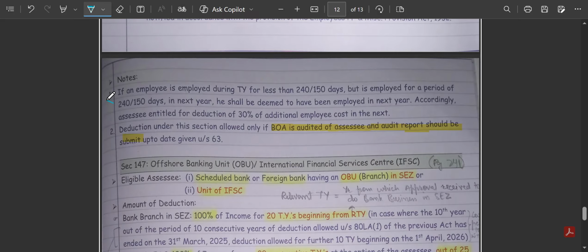This is the point of new tax year, which means we don't have to check the condition in every tax year; it's for the first year only. Then the books of accounts should be audited by a chartered accountant, and the audit report should be submitted up to the date of the audit report. Then only he will be eligible for such deduction.